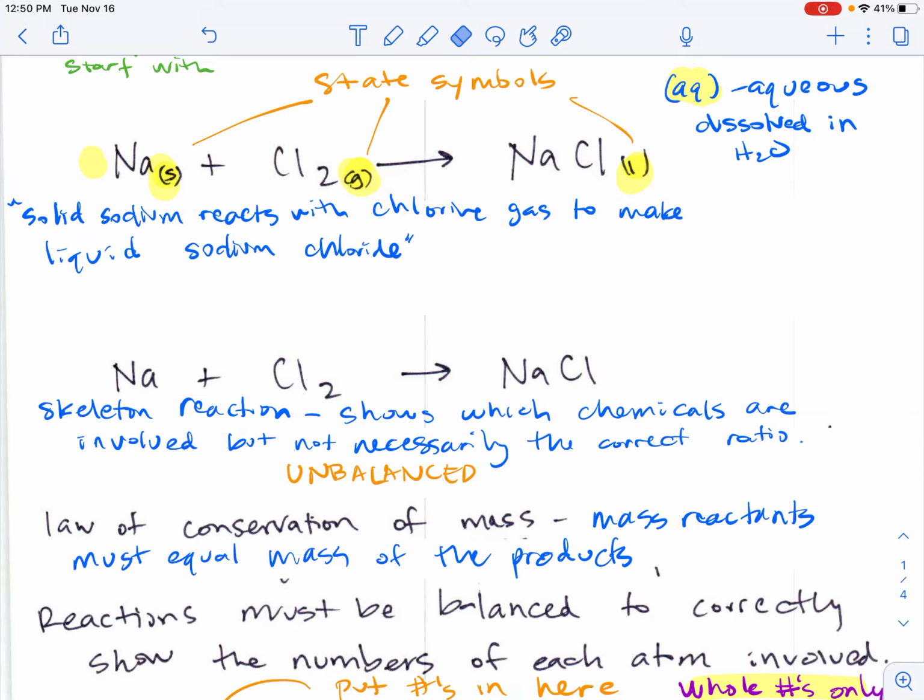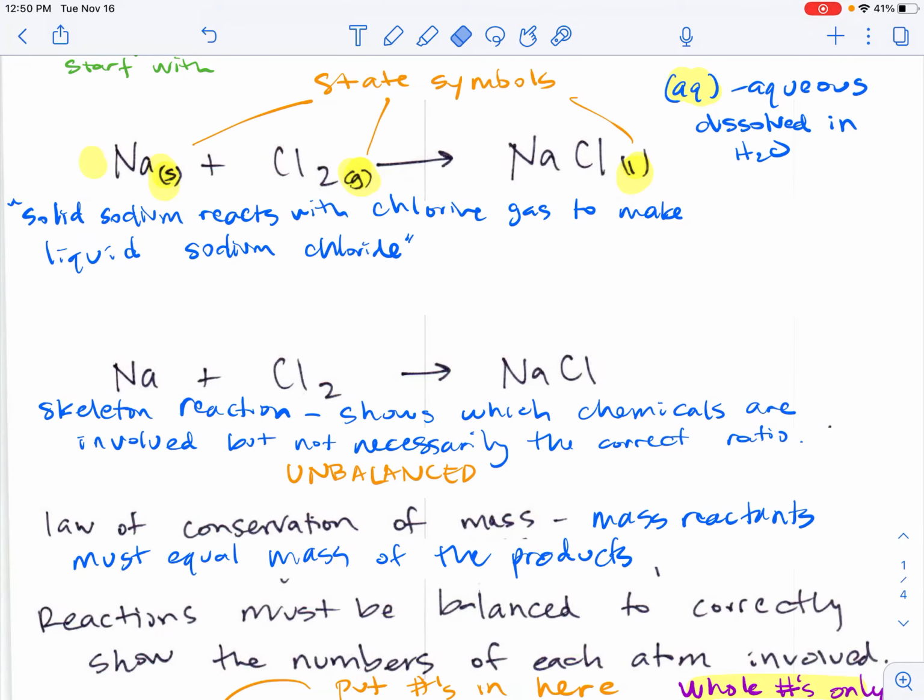Kind of like saying if you wanted to make a cake, we would need flour, sugar, and water. No, that's not right. Flour, sugar, milk, and something else. I can't remember. Eggs. Flour, sugar, milk, and eggs. I'm telling you that's how you make a cake, but I'm not telling you how much of each. The same thing with this unbalanced reaction. I'm telling you that sodium will react with chlorine to make sodium chloride, but I'm not telling you exactly how much. So we fix that problem by balancing the reactions.